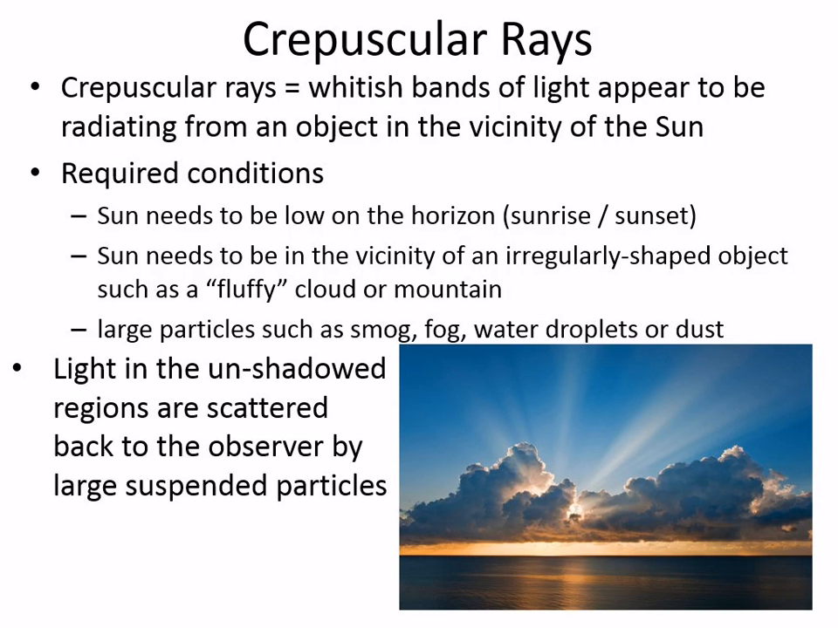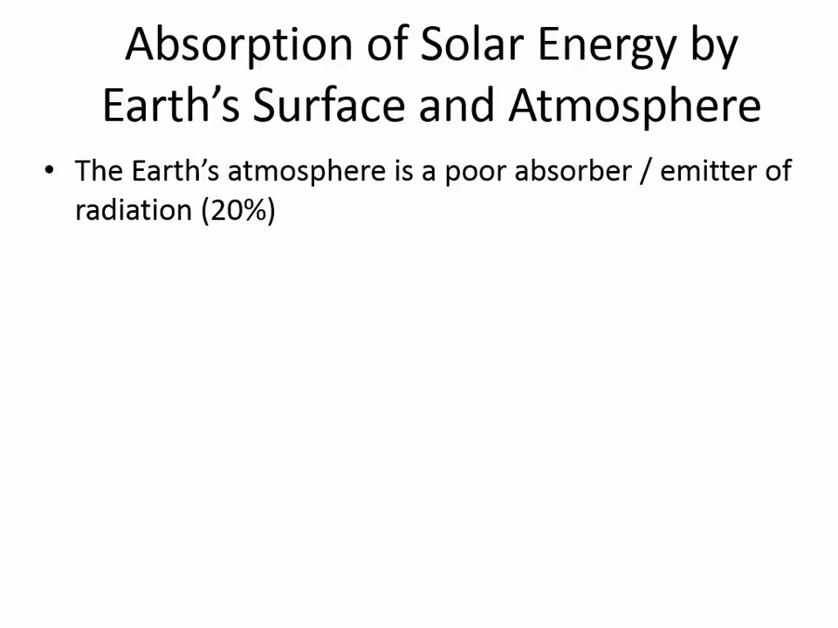So, the word backscattering: the places that are unshadowed, or the bright places, actually are where light is scattering back to the observer. Something like that. Crepuscular rays, I know that for sure.